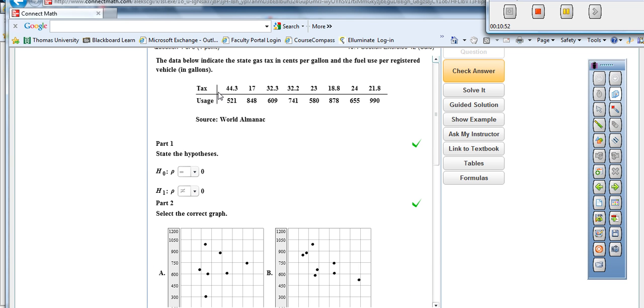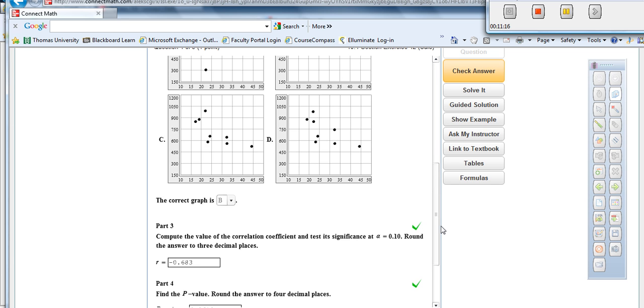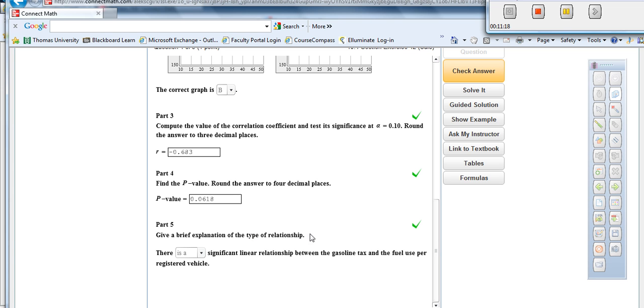And that correlation is an indication between the tax in cents per gallon and the amount of usage. So in this case right here, the higher the tax, the lower the usage, and that's a negative correlation. As the tax went up, the usage went down. All right, and that's what we're trying to establish here with this particular problem of correlation, and whether or not we can see a significance in its correlation.